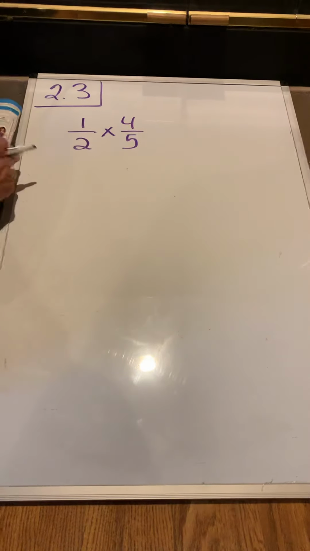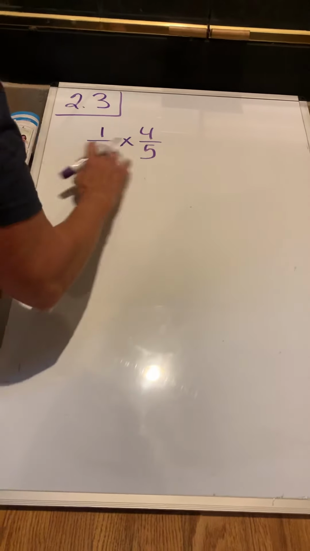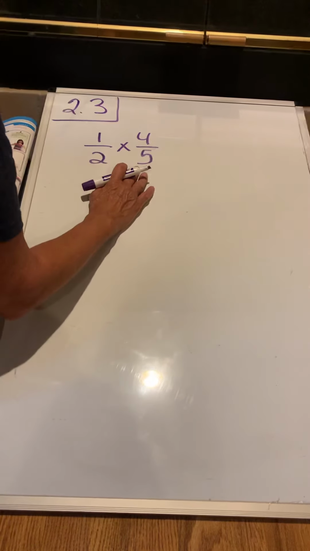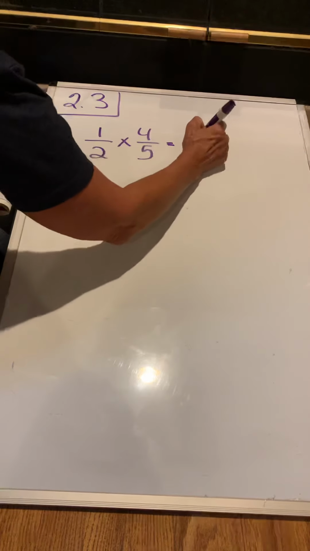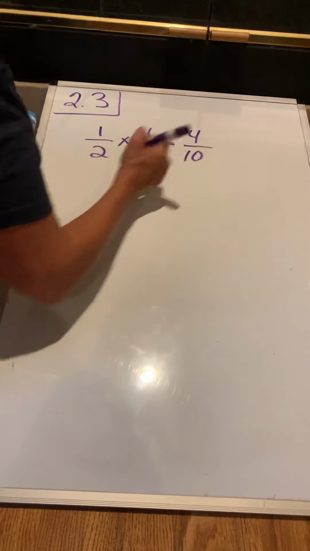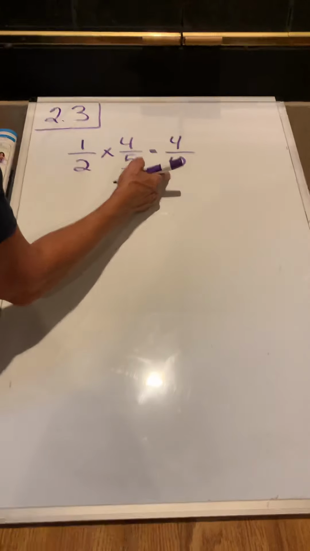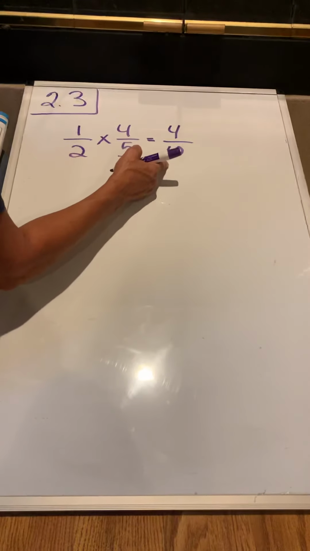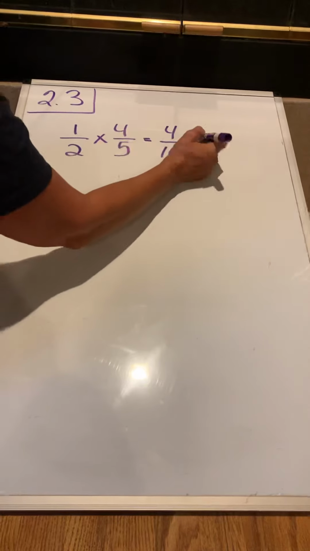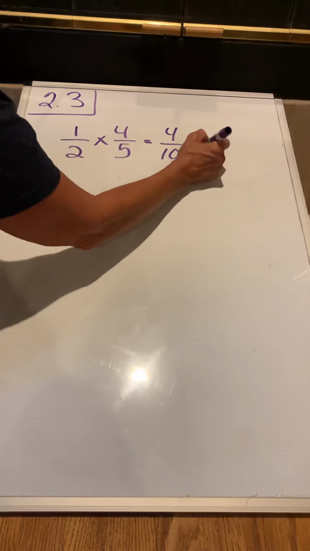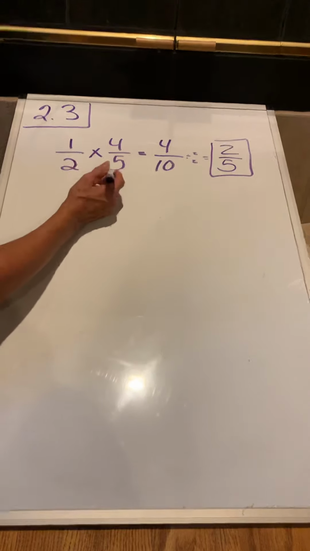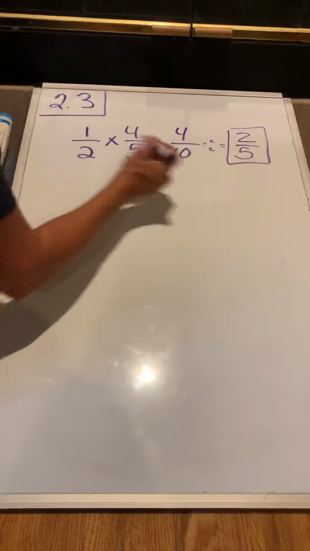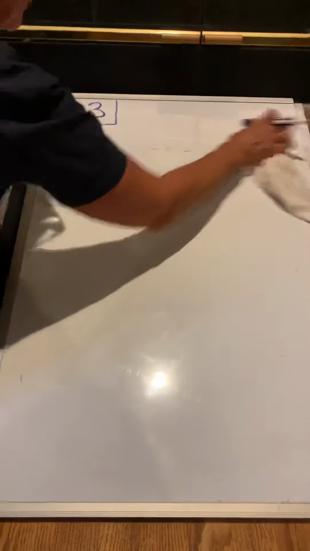So you need to remember that when you're multiplying fractions, you do not need to change the denominator like you do with adding and subtracting. All you do is multiply straight across. So 1 times 4 is 4, 2 times 5 is 10. Now this is not in simplest form, and remember I told you from here on out everything has to be in simplest form. So our greatest common factor here is 2, so we're going to divide by 2 and end up with 2/5. So the answer, or the product of 1/2 times 4/5 is 2/5. Just remember to put it in simplest form.